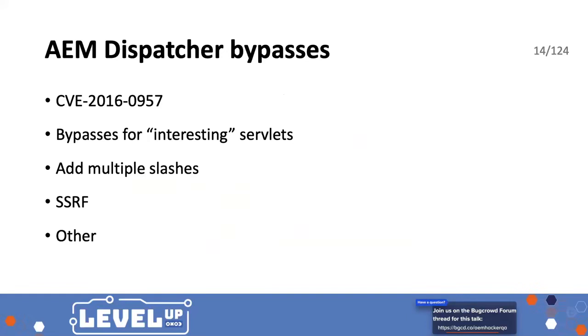In my arsenal, I have 4 methods to bypass AEM dispatcher. The first one is CVE from 2016. It still works quite well today. The second one was discovered by me this year. It allows to access some of the servlets bypassing dispatcher patched for CVE. And multiple slashes method works sometimes against weird dispatcher policies. And SSRF method might be a universal weapon for dispatcher bypass.